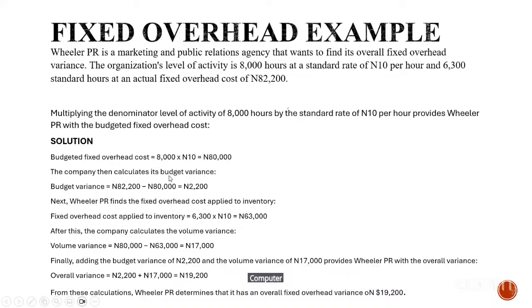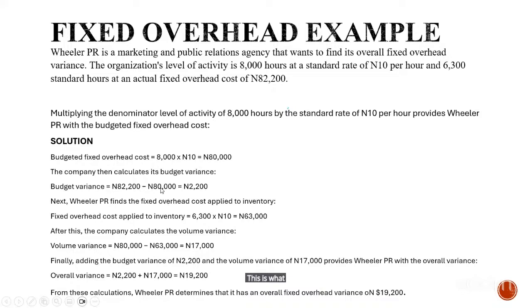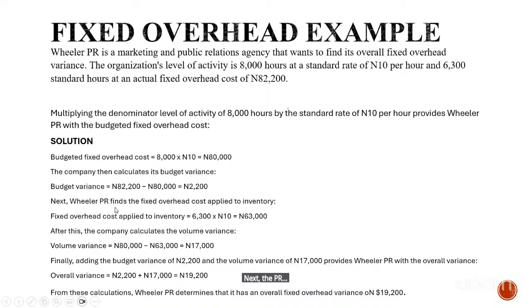The company then calculates its budget variance. The fixed cost is 82,200 naira. This is what was projected, and this is what they actually used. So they have 2,200 naira left. Next, Wheeler PR finds the fixed overhead cost applied to inventory.